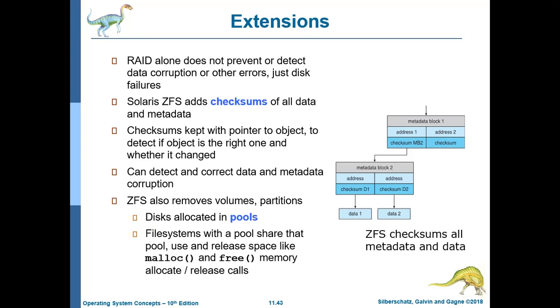Next we have extensions. RAID alone does not prevent or detect data corruption or other errors, just disk failures. So Solaris ZFS adds checksums of all data and metadata. Checksums are kept with the pointer to the object, to detect whether the object is the right one and whether it changed. It can detect and correct data and metadata corruption. ZFS also removes volumes and partitions. Disks are allocated in pools, and file systems within a pool share that pool, using and releasing space like malloc and free for memory allocate and release calls. So we have ZFS checksums on metadata and data, and as said, it has a pointer to the object.